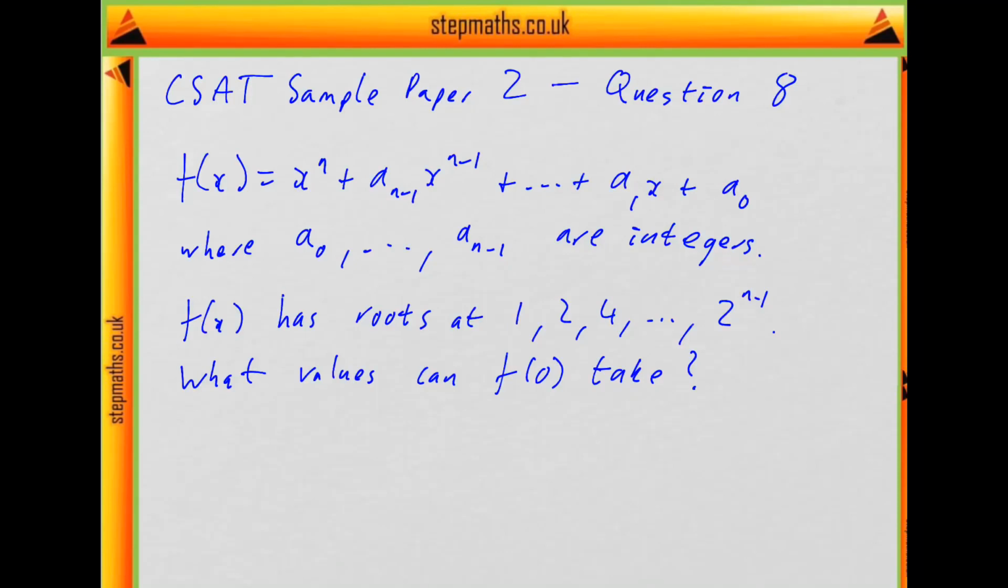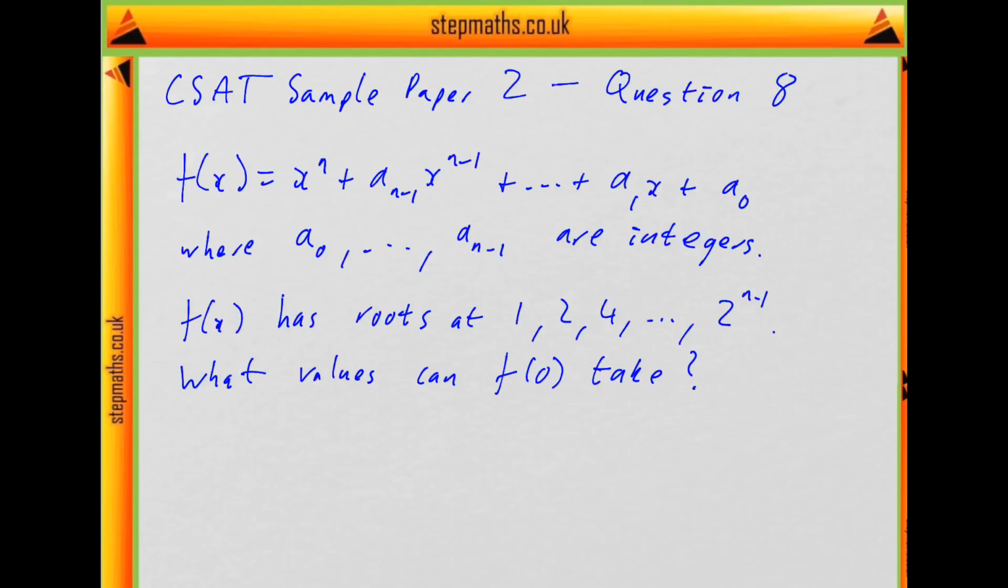This is question 8 from the second CSAT sample paper. Here we're given a polynomial f of x, which is x to the n plus a_{n-1} times x to the n minus 1 plus etc. all the way down to a naught, and all the coefficients are integers.